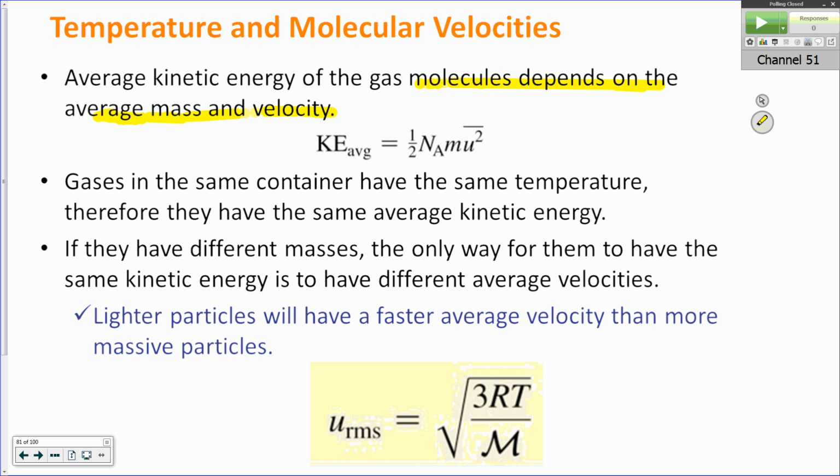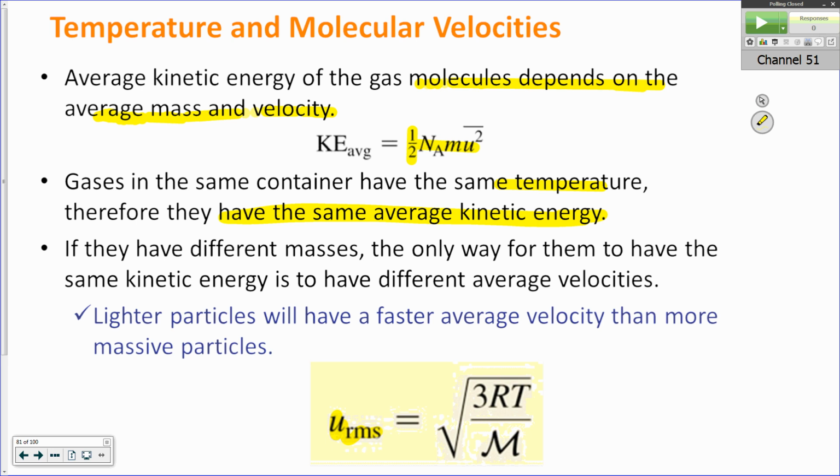And kinetic energy, this is a little fancier formula, but it's basically the same formula that I showed you a while ago. Kinetic energy is equal to 1/2 mu squared, where this u represents the root mean square velocity. And it says that if we have a mixture of gases at the same temperature, they're all going to have the same kinetic energy. So all the gas particles on average are going to have the same kinetic energy associated with them.